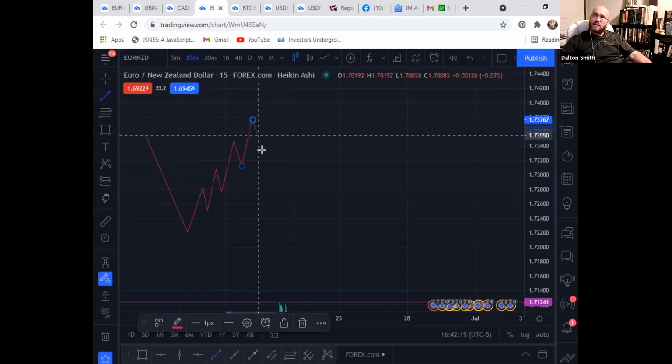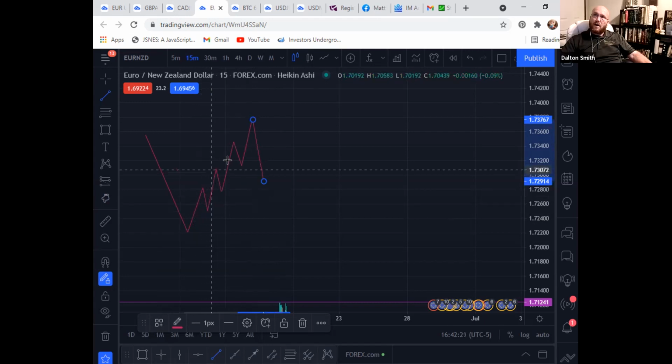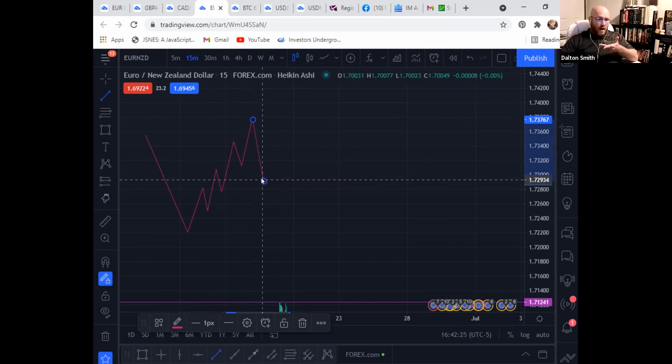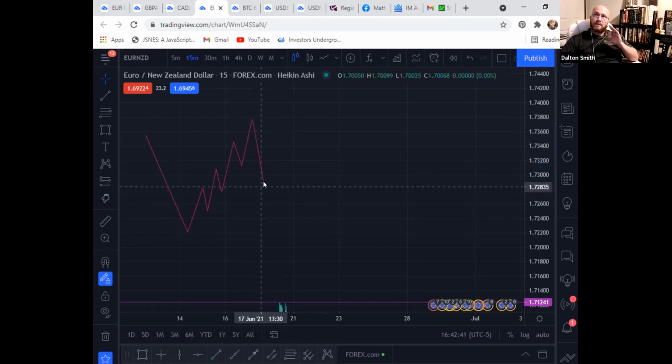But at some point, the market's going to do this. It's going to pull one of these guys right here. So you see higher high, higher low, higher high, higher low, higher high, higher low, higher high. But look, not a higher low. This is a lower low. And what that has done is that has broke our structure. A break of structure means that the market could be changing.